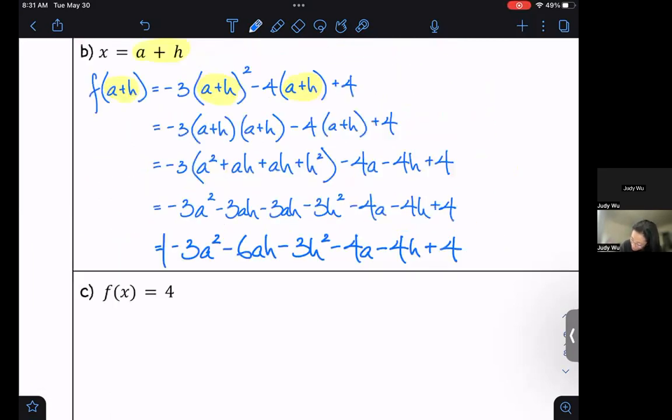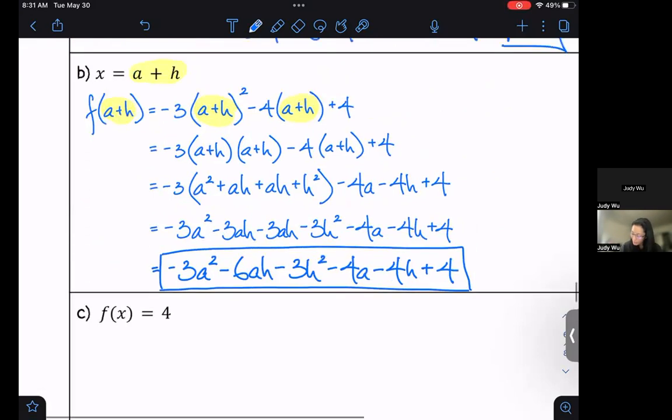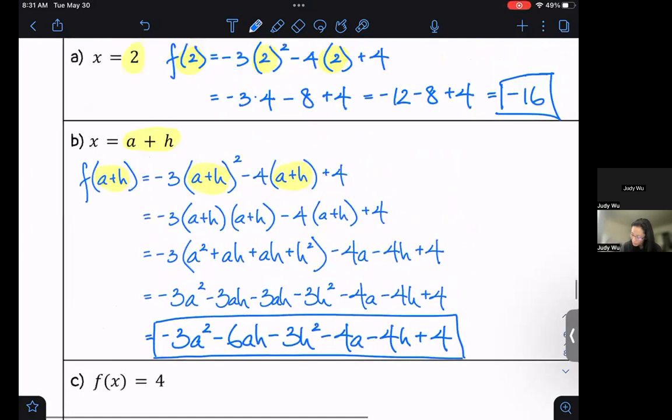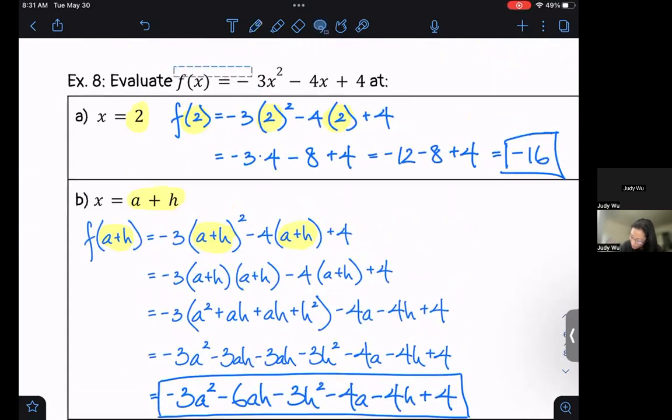All right, so this, my friends, is what we get when we substitute in a plus h. Okay. All right. Last question here, and I'm going to cut and paste this function just so we can see it down below.